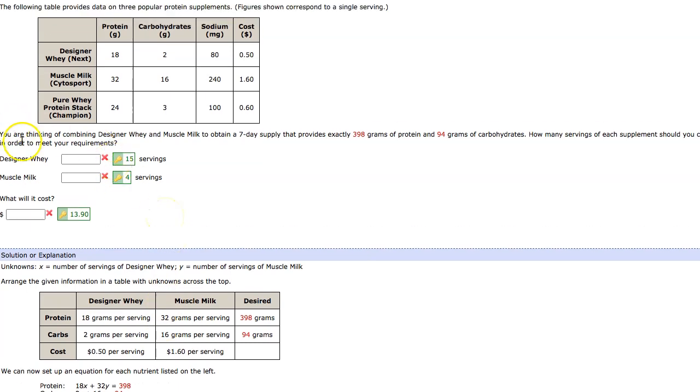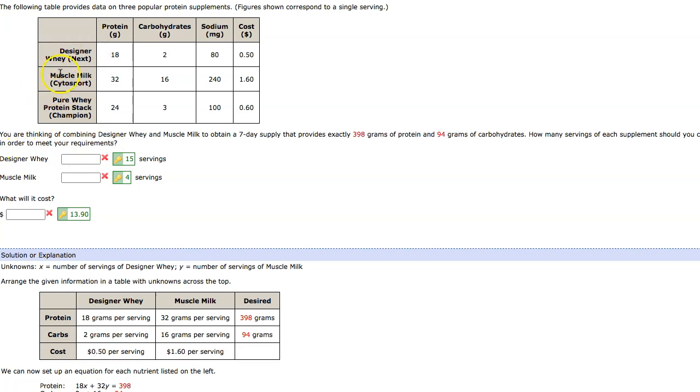Now, what we're asked to find is the amount of designer whey and the amount of muscle milk. So you are thinking of combining designer whey and muscle milk to obtain a 7-day supply that provides exactly 398 grams of protein and 94 grams of carbs. How many servings of each supplement should you combine in order to meet your requirements?